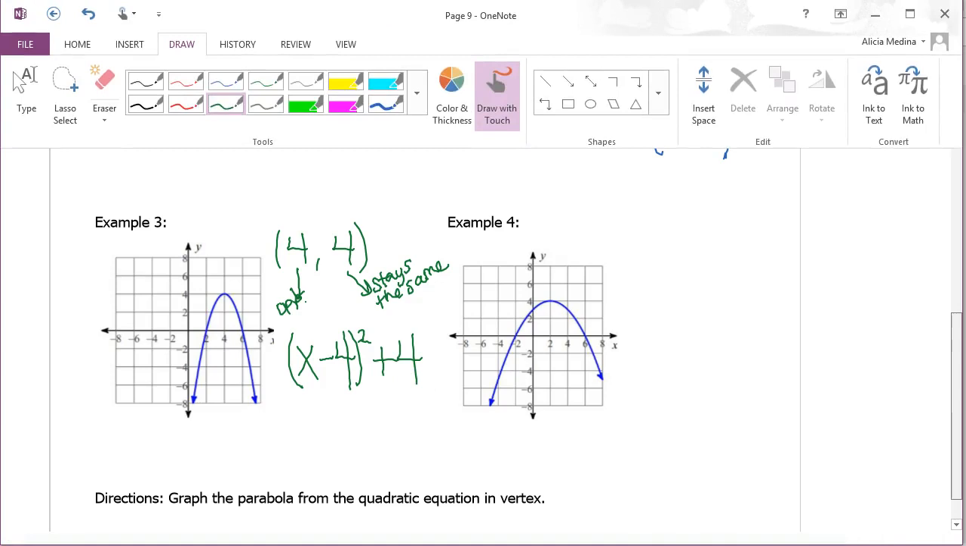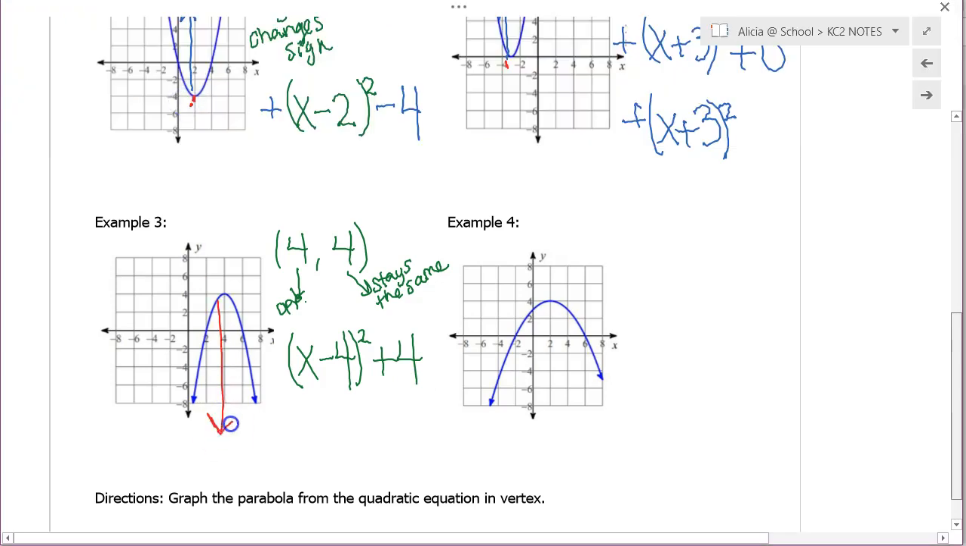My parabola is opening downward. That means I need that negative sign in front of it. So my final equation then is just like that: the negative quantity of x minus 4 squared. Again, make sure that looks like an exponent. And then plus 4.